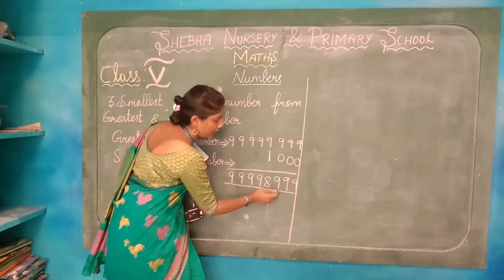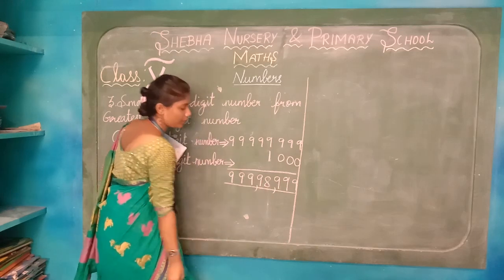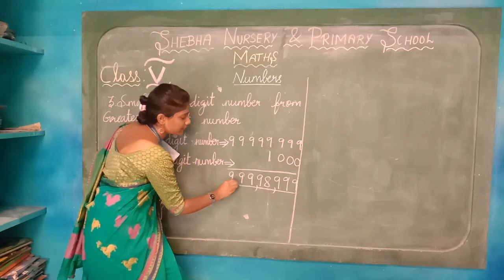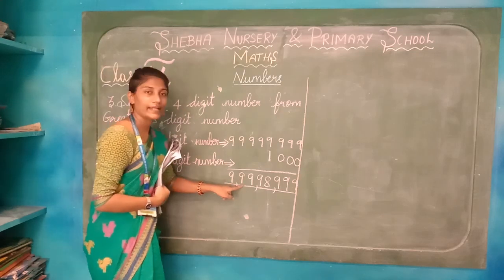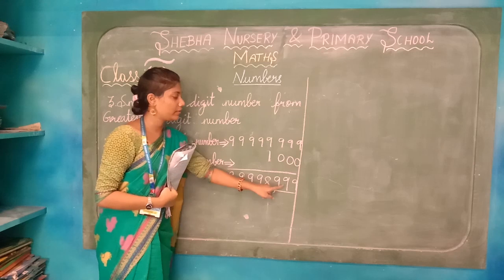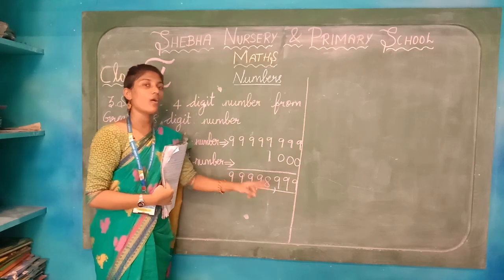So you have to put the commas. Ones, tens, 100, insert the commas. 1000, 10,000, insert the commas. Lakhs and 10 lakhs, insert the commas. So we get the answer 9 crore 99 lakhs 98,999. Okay children, third sum is over.